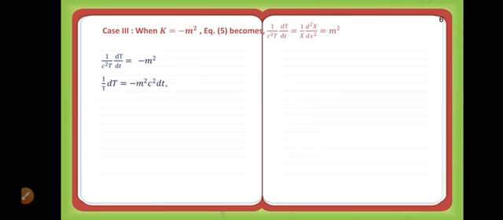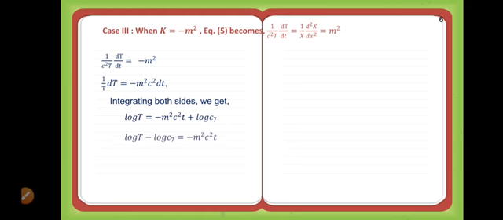This procedure for finding the solution of t is very similar to the procedure of finding the solution of t in case 2. Now here, after writing the equation in variable separable form, we can integrate both the sides. So we can write the solution as log t is equal to minus m square c square t plus log c7. Applying laws of logarithm, we get the solution for t as t is equal to c7 e raised to minus m square c square t.